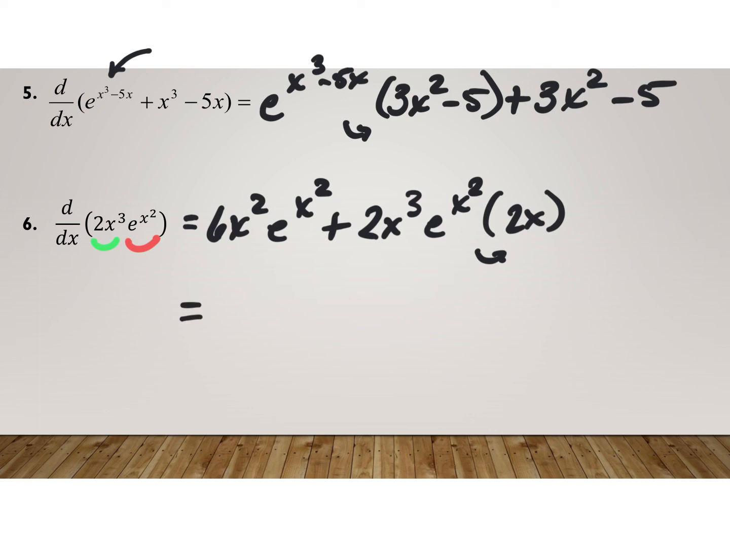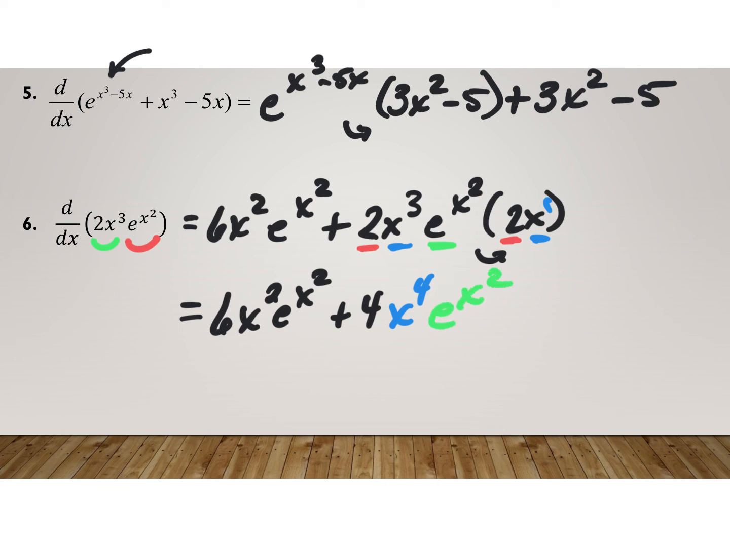Now sometimes we leave those alone. It depends on what you're doing this for, exam, quiz, or an online homework system. And so we could collect those constants here where we take the 2 and the 2 to get 4. So let me show you where these are coming from. This 2 and this 2, 2 times 2 is 4. And then x cubed times x to the first is x to the fourth. And then we have the last piece, e to the x squared. And that's it. Hope you're having a great day.